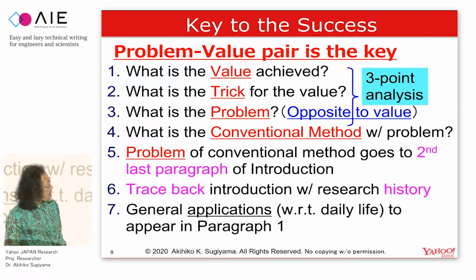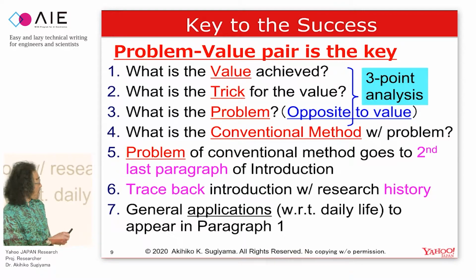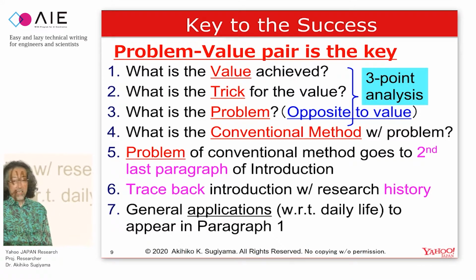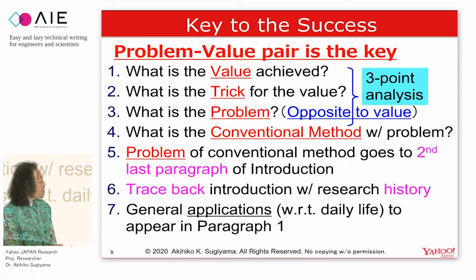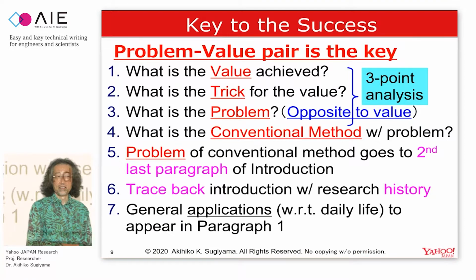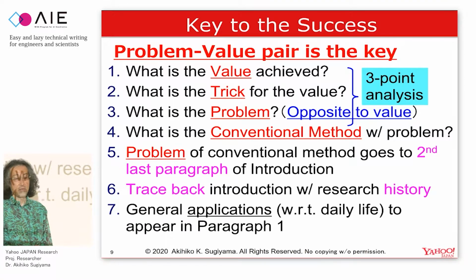Okay, key to the success. Again, the same thing. It's a review of the previous page. Problem value pair is the key, as I said. And ask yourself, what is the value achieved by your research, by what you're going to write in the paper? And then ask yourself, what is the trick for the value? What made this value possible? That is the trick.